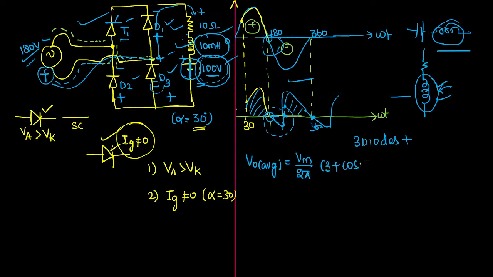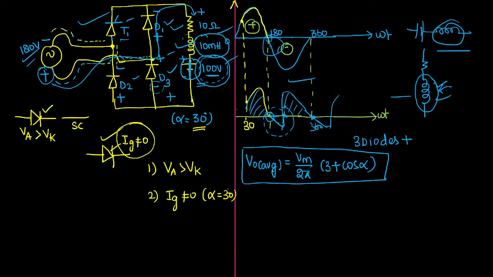Just note it down. If you derive the expression, you will also get the same answer, but unfortunately, due to lack of time, I am dropping the derivation here because it is a training session. I can't keep everything here, but you can collect the data. So whenever we are considering 3 diodes with a single thyristor, the V0 average will become Vm by 2 pi into (3 plus cos alpha).